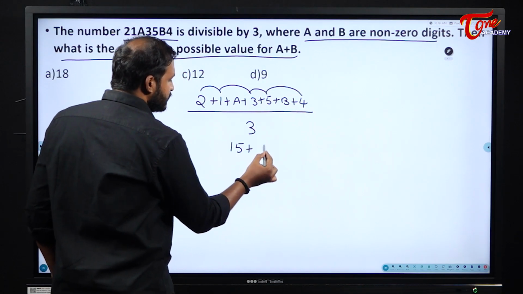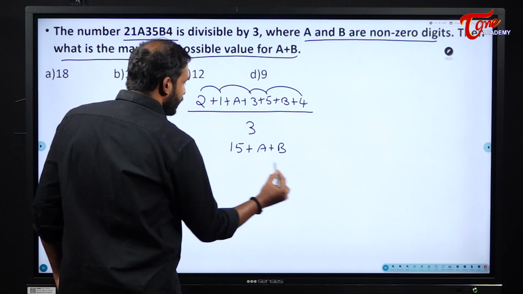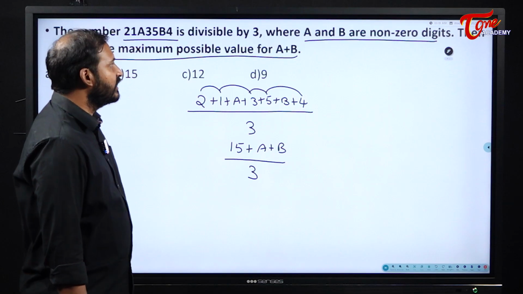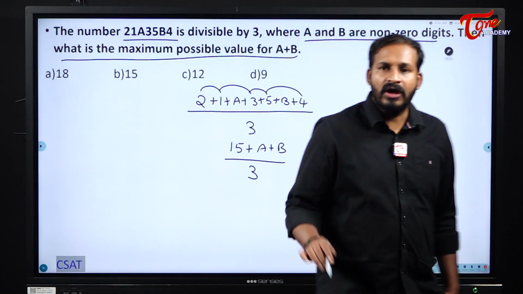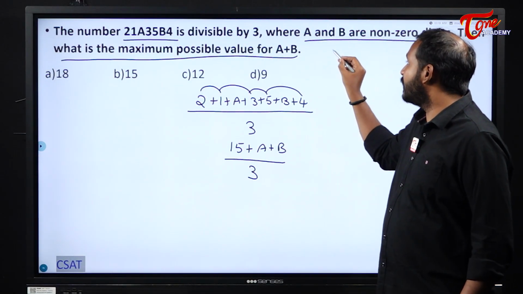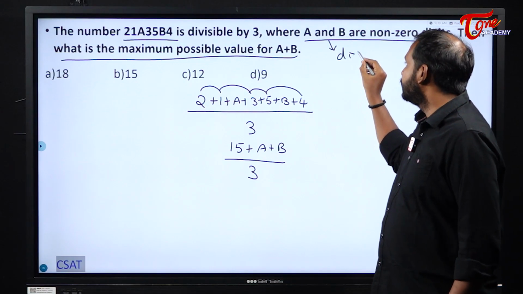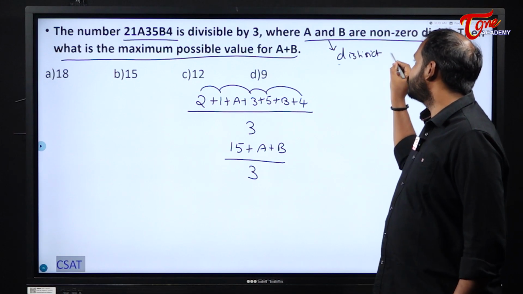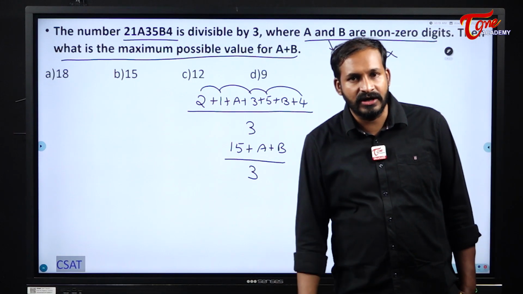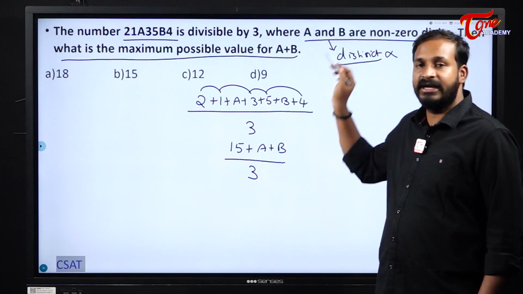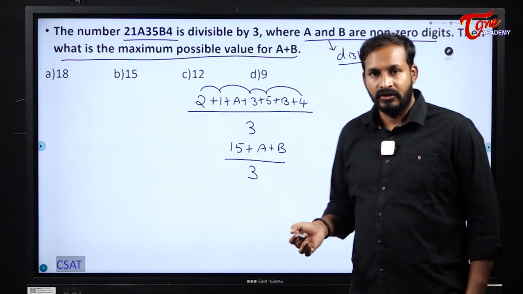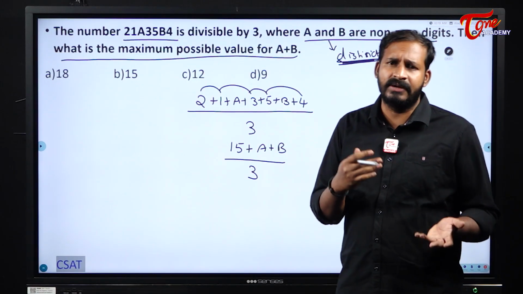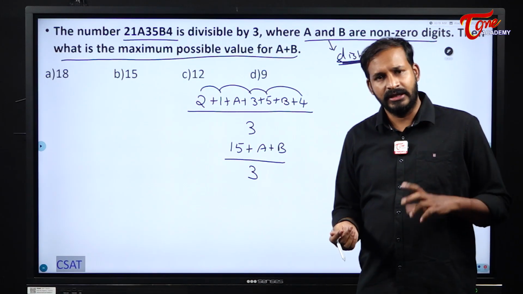So 15 plus a plus b by 3. Now please see here, students, what they are using? Non-zero digits. If they use a word distinct, then I cannot take both values as same. But here he is not using the word distinct. So I can take a and b values as equal values also. There is no wrong in that.